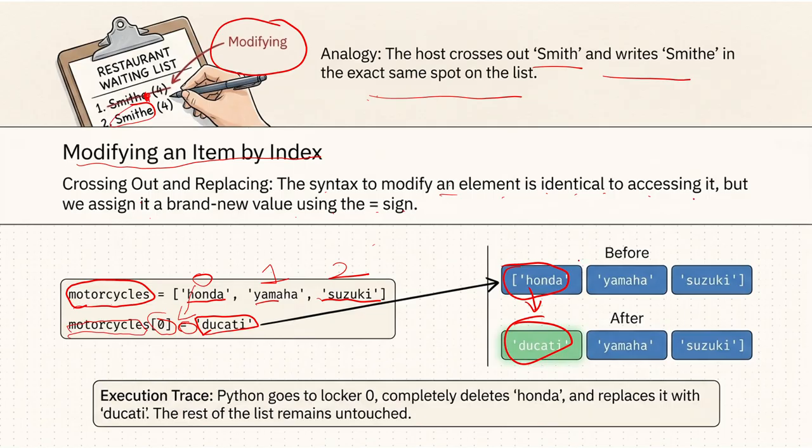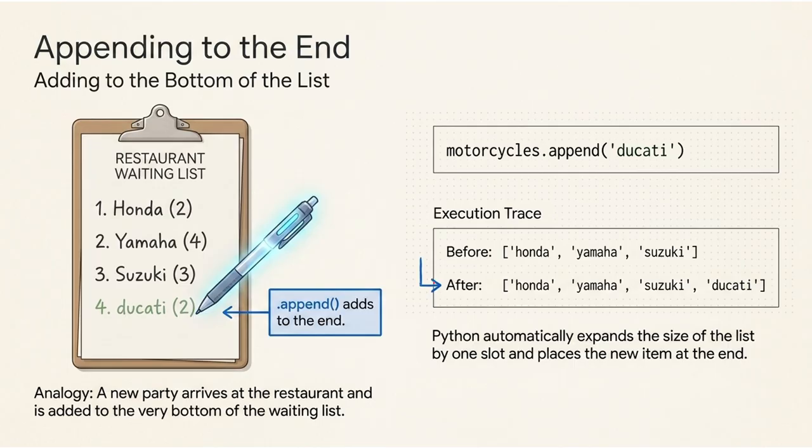So now if you see over here what has happened, once we have written this and once we run this one, what will happen? Earlier in the list we were having Honda, Yamaha and Suzuki, and now Honda is replaced with Ducati, but Yamaha and Suzuki stayed the same. So how does Python do it? Python goes to the locker 0, completely deletes Honda and replaces it with the Ducati. The rest of the list remains untouched. Now let's move on to the next slide.